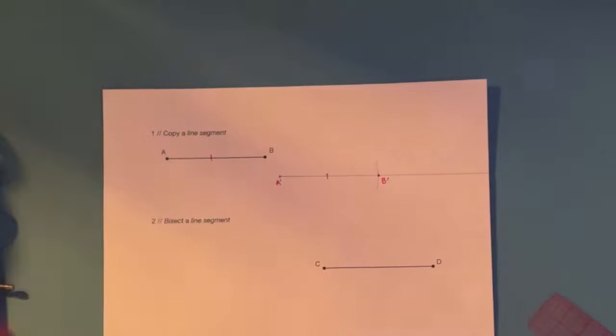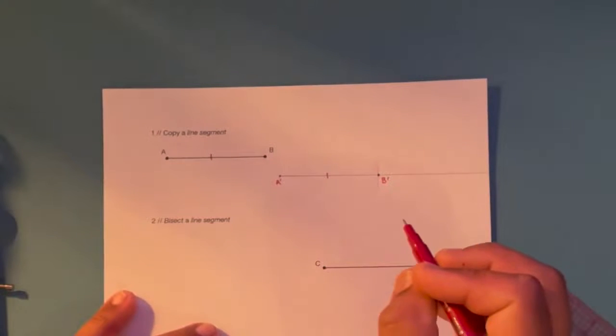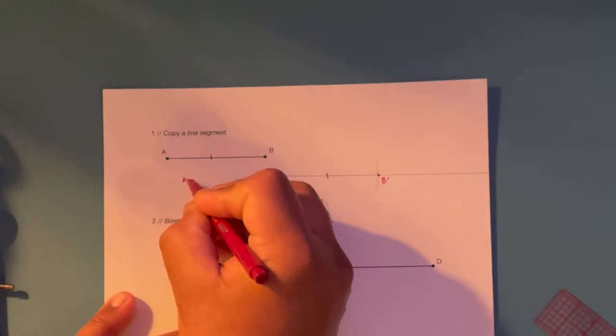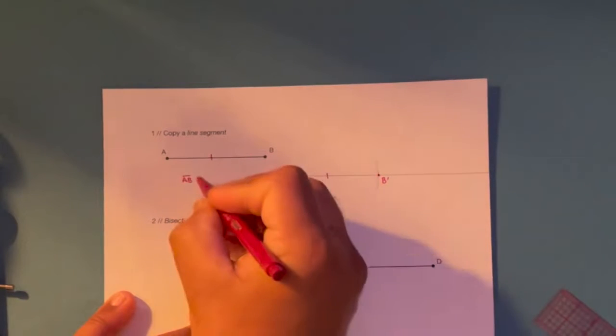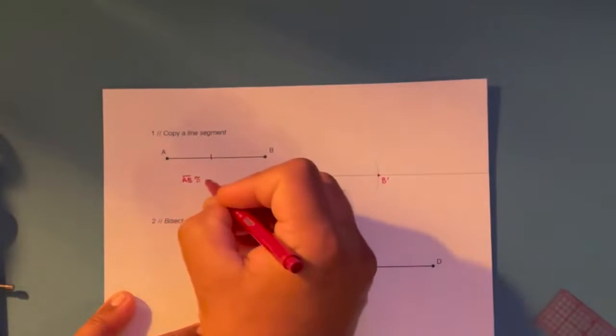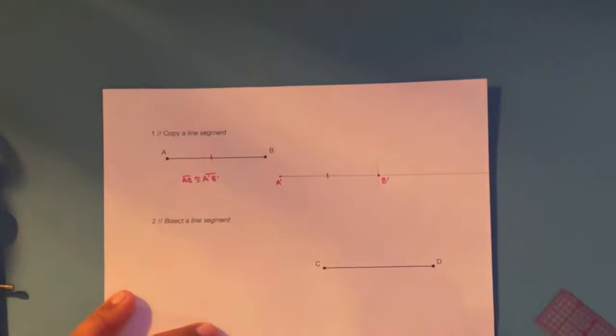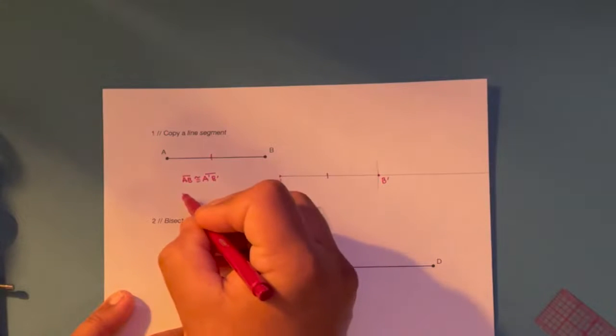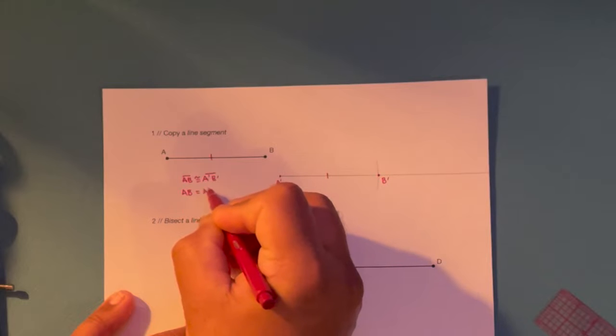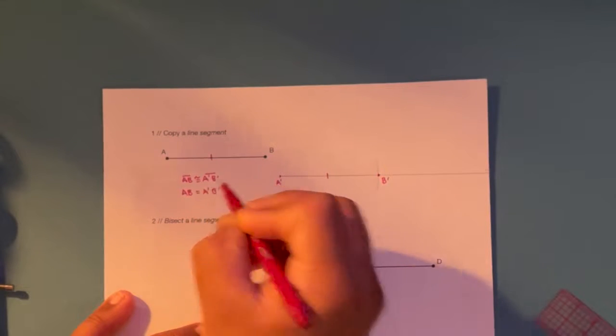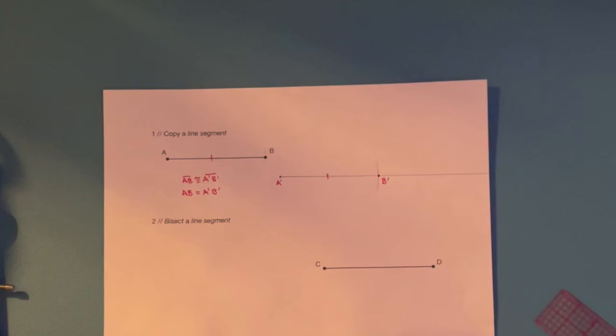So we're going to write that in math terms. What we know is the segment AB is congruent to the segment A prime B prime, because we just drew them, we know that. And then we can also say that their lengths are equal. So AB equals A prime B prime. So those are the two things that we want to say from copying that segment.